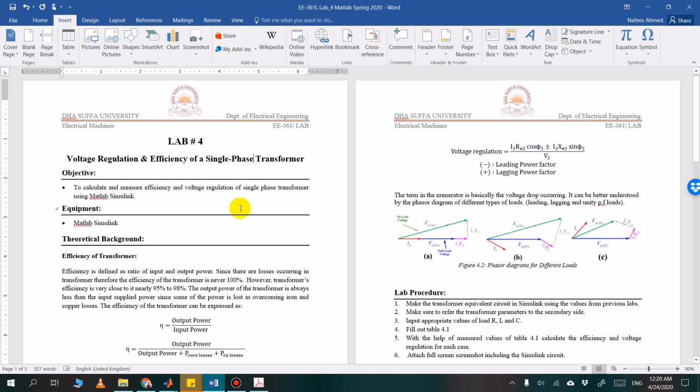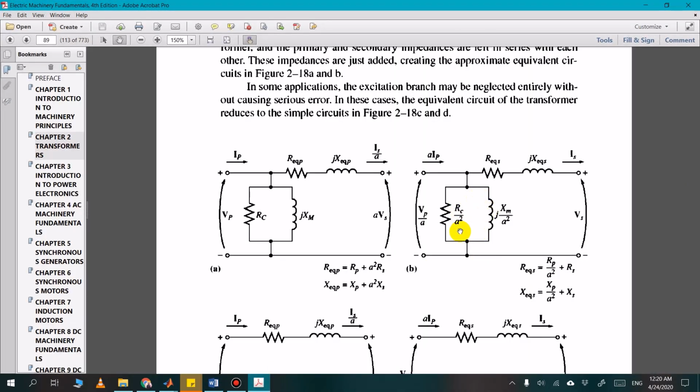We have already performed several tests in lab number 2 and 3. We have performed the short circuit test and open circuit test on the transformer, and we got the shunt branch parameters and series branch parameters. So now we can model the transformer. We can model the exact circuit on Matlab Simulink, and we can find out the voltage regulation and also the efficiency of the transformer.